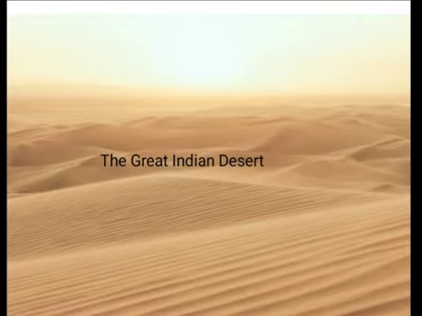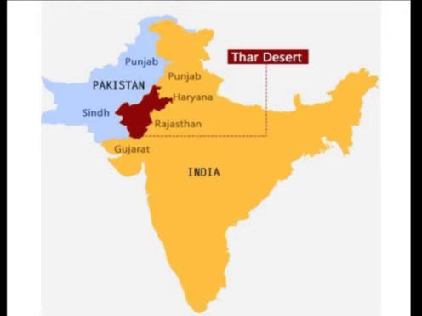The land to the west of Aravalli Hills in Rajasthan is rocky and sandy. This is the Great Indian Desert, also known as the Thar Desert. It stretches from the Rann of Kutch in Gujarat through Rajasthan to the borders of Haryana.